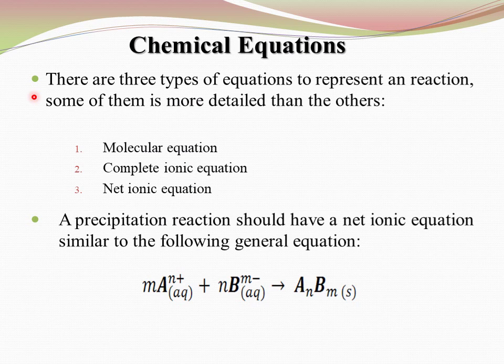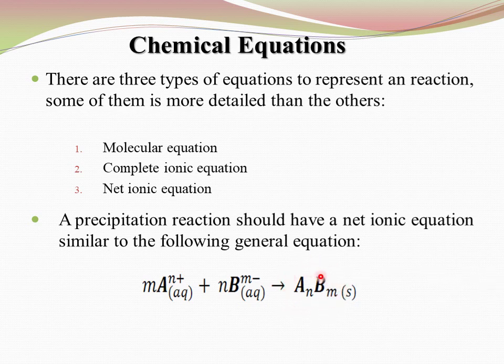Now, chemical equations. There are three types of chemical equations: molecular equation, complete ionic equation, and net ionic equation. Note, a precipitation reaction should have a net ionic equation. So be careful here. This is the precipitate, and this is the formula for how to write a net ionic equation.